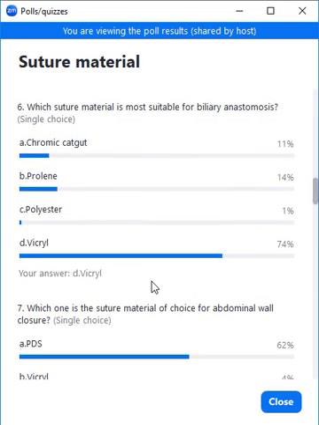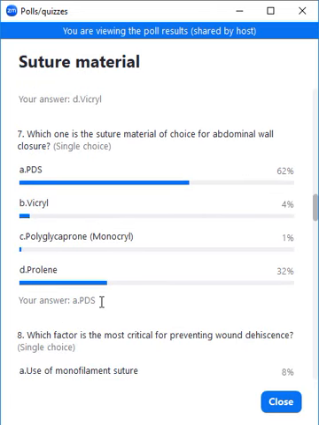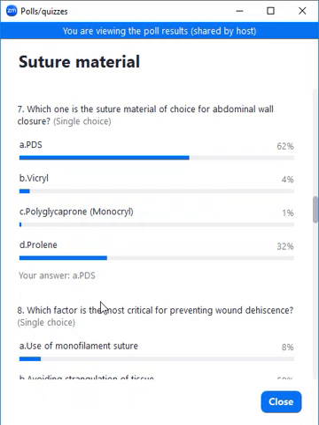Question 6. Which suture material is most suitable for biliary anastomosis? Option A, chromic catgut. B, Prolene. C, polyester. D, Vicryl. Correct answer is Vicryl. 74% students gave the correct answer. For biliary anastomosis and urinary anastomosis, usually absorbable suture material is used to prevent stone formation.